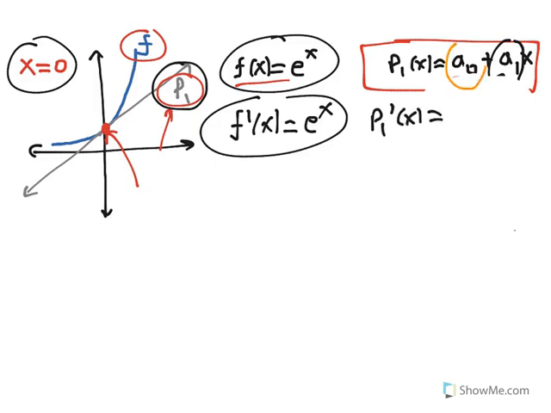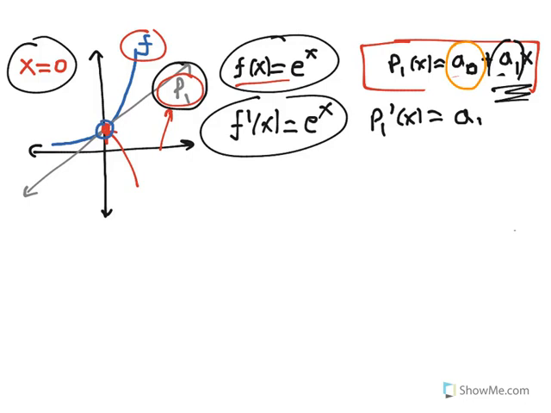What you have here is a constant term. The derivative of a constant term is 0, so you don't need to write that anymore. And here you have a linear term. The derivative of this linear term is a sub 1. So what we need to do is this. We've got to make sure that the linear function will pass through the point of tangency.